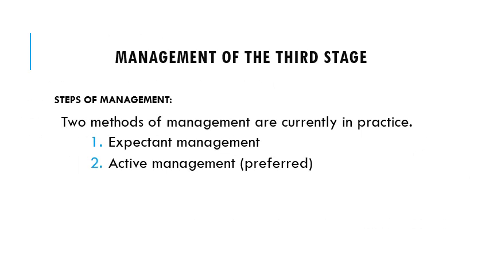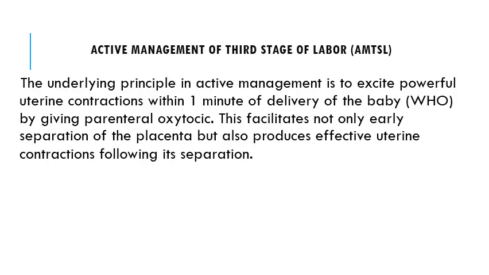For managing the third stage, there are two methods. One is the expectant management and next is the active management, which is the preferred method. The underlying principle in active management of third stage of labor is to excite powerful uterine contractions within 1 minute of delivery of the baby by giving parenteral oxytocin. This facilitates early separation of the placenta and also produces effective uterine contractions following separation of the placenta.